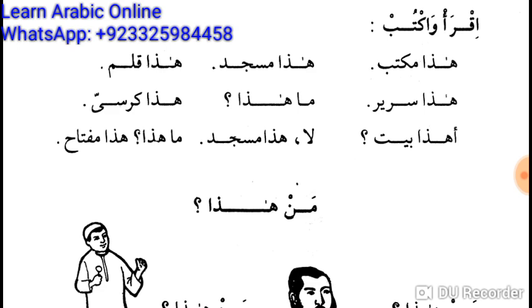Sarirun. Haza. Mahaza. What is this? Mahaza. What is this? Ahaza kursiyun. Haza kursiyun. Okay. Kursiyun. This is a chair. Good.